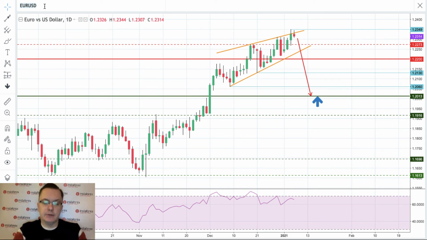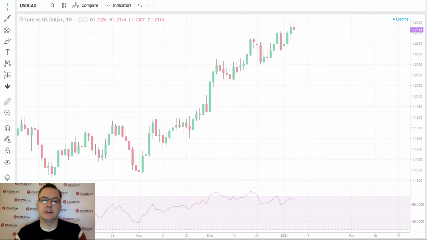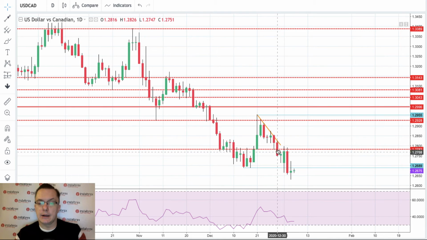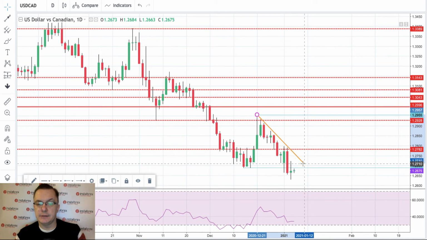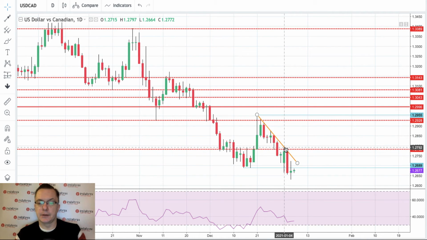The last one I think we should take a look at is US dollar to Canadian dollar. What is going on here? We are still below this trend line. Of course, we got small bounces, some small breakouts, but they didn't work. 1.2782 is the level of resistance. It held the bullish pressure after the new low was made at the level of 1.2664. Then of course we have another dominance of the bears, and the new low was made at 1.2629.